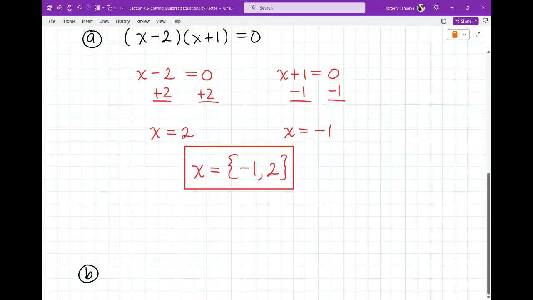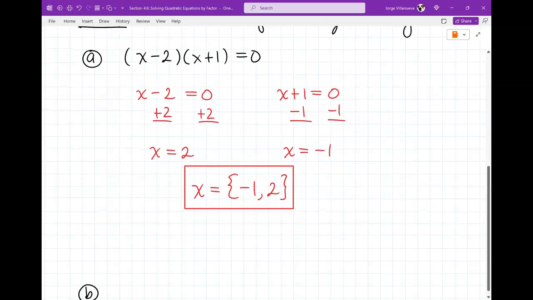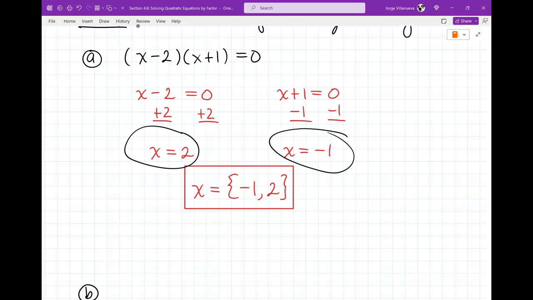Are we okay with this one? Really quick, you multiplied x minus 2 times x plus 1, it's equal to 0. That means it's either x minus 2 equal to 0 or x plus 1 equal to 0. You solve both of them, you get your answer. Once you get your answer, just put it in set notation. I know some people prefer to circle the answers, and that's okay, but that's just not what we normally do in math when you have more than one solution.